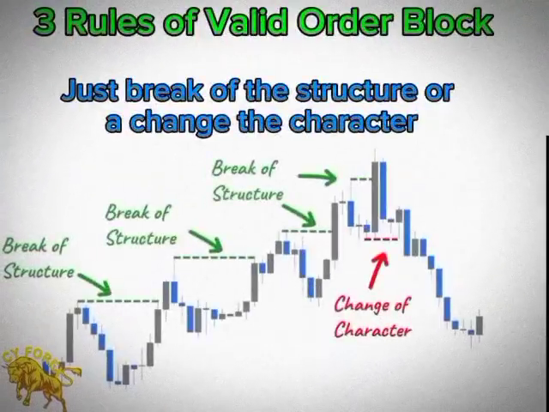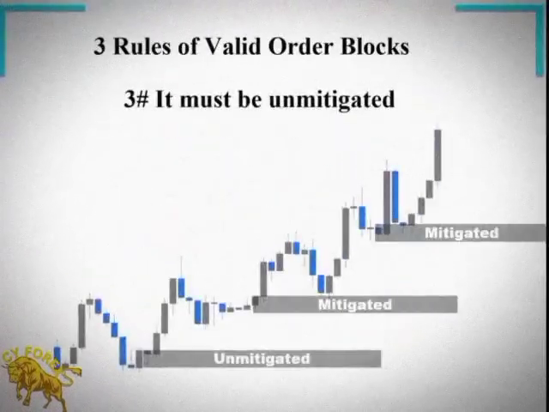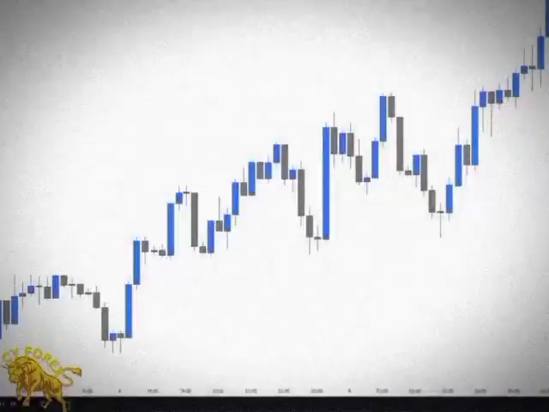A break of structure or change of character is the first clue that the market is telling us whether it intends to continue in the same direction or reverse. Third, it must be unmitigated. Order blocks are one-time use, so we only look for trading opportunities when price taps into an order block for the first time. Here on the Euro-Dollar 15-minute chart.